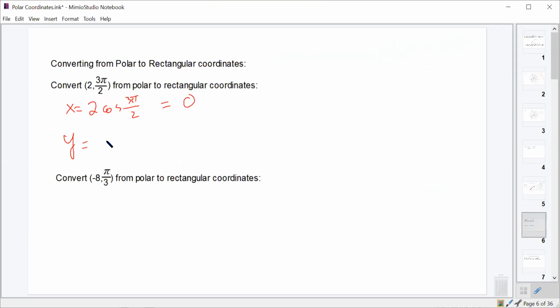And what about our y value? Y ought to be 2 times the sine of 3 pi over 2. And what's the sine of 3 pi over 2? -1. Okay, so that gives us -2 here. And so we've converted to 0, -2. Easy enough? Great. All right, what about the other one?